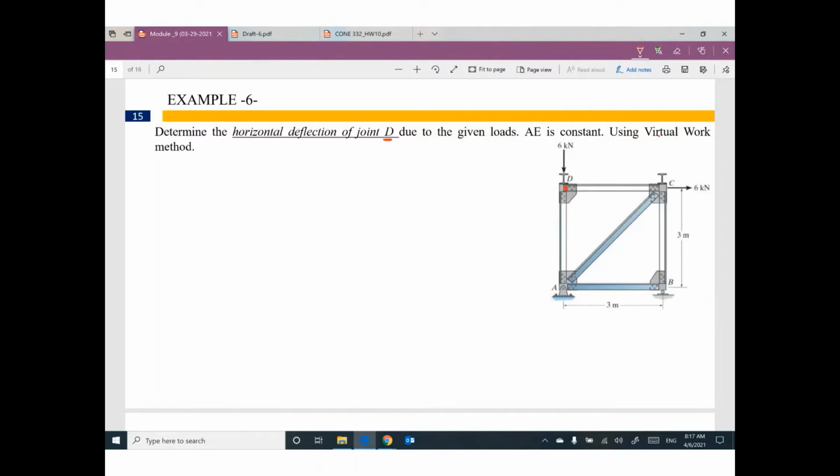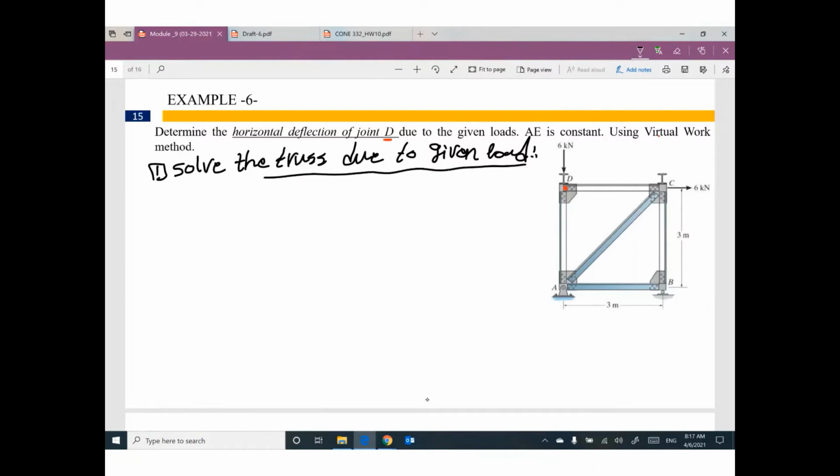We don't care about horizontal or vertical in the first step. Do you remember what was the first step? The first step, we need to solve the truss due to the given load. So we have 6 kilonewton, we have 6 kilonewton. We need to solve this truss.